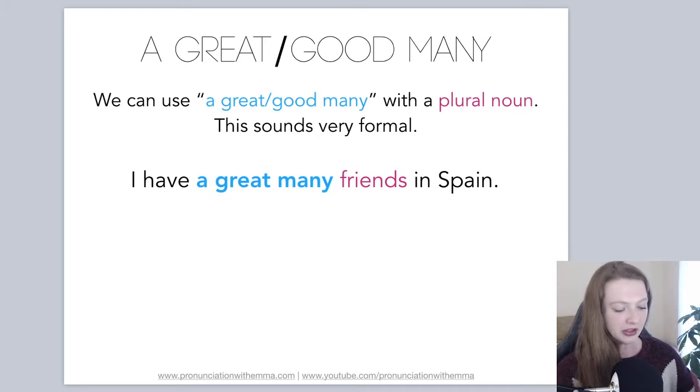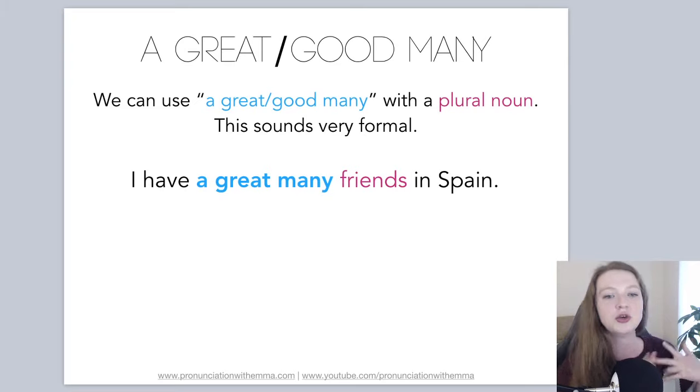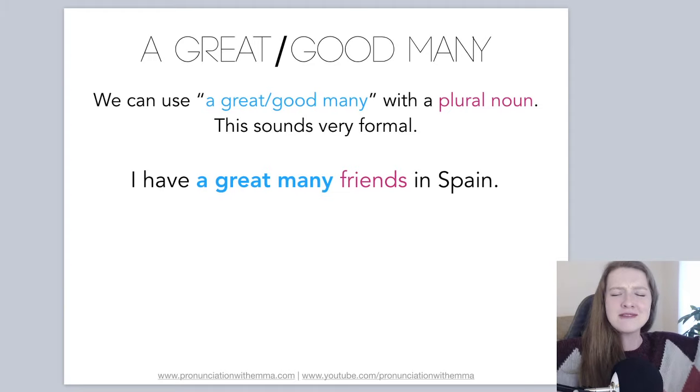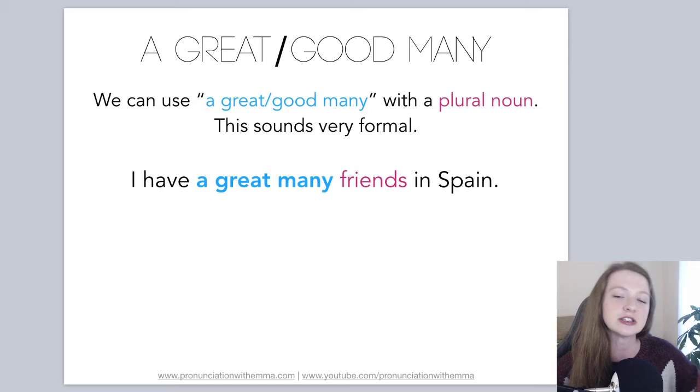So if you use a great many or a good many, one, it sounds very formal or academic, and two, it's also a good way to emphasize the number of friends, the number of the thing you have. So I don't just have many friends, I have a great many friends, okay? But it does sound a little bit odd if it's not used in a formal environment, okay?